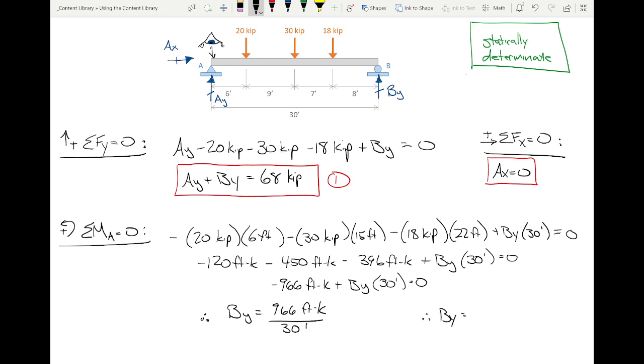Now, did we get a positive answer? Yes. So this is how I'm going to write it. I'm going to say that BY is positive 32.2 kips, which means 32.2 kips upwards. In other words, at the very beginning of the problem, I assumed that that reaction was acting upwards. And I got a positive answer, which means that my assumption was valid. Okay? If I got a negative answer, that's okay. It just means that my assumption's wrong.